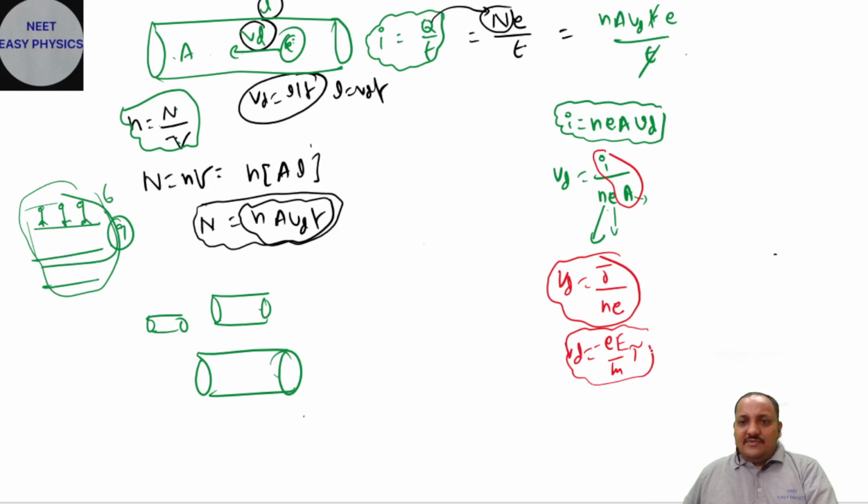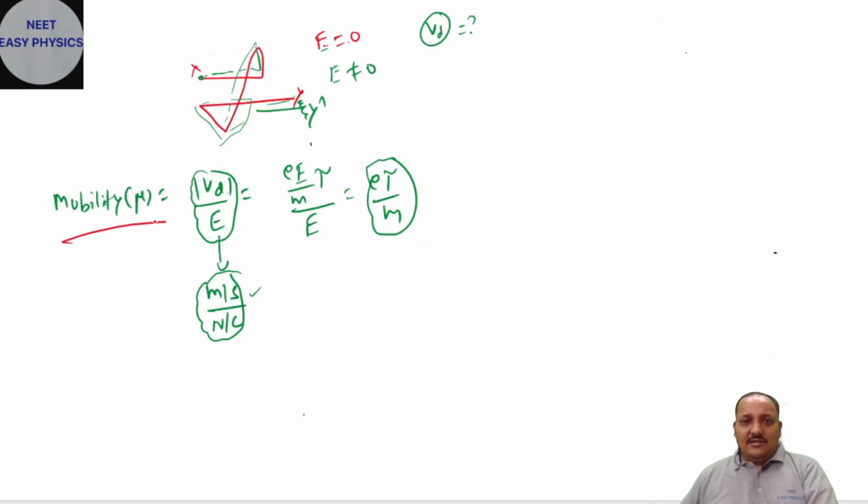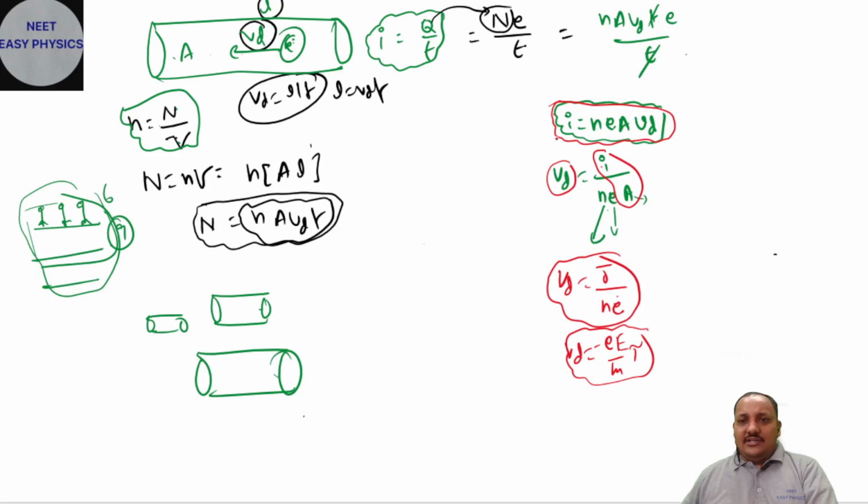This is in terms of electric field. This is in terms of current. So this is a very important relation. Sometimes they will ask only the relation, and sometimes they will ask problems on this. Vd is equal to I by neA. So this is about drift velocity, current density, and mobility, and the relation between drift velocity and current. Okay. Now, with this relationship, problems we can do very easily.